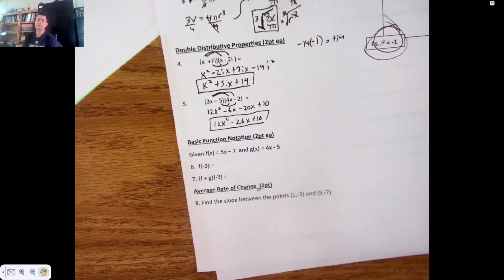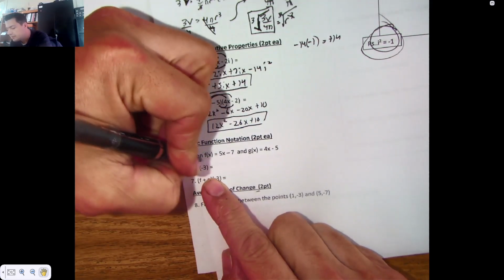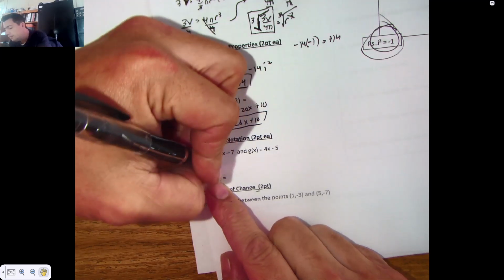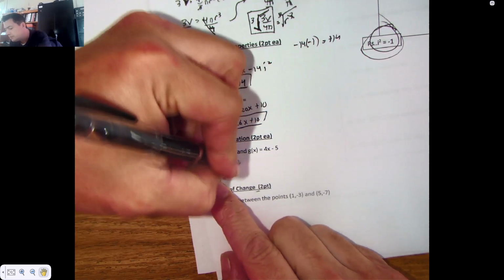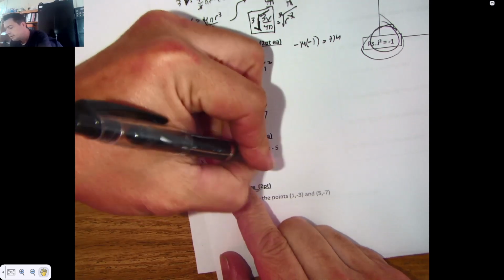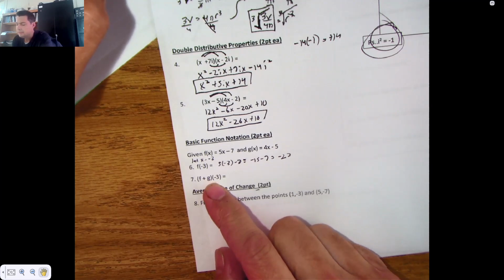Moving forward. 6 went well, 7 did not. Only a handful of kids couldn't figure out this means you let x be negative 3. That's what you do. So 5 negative 3s minus a 7 is going to be negative 15 minus 7, which is negative 22. I don't know what y'all were smoking when you did 7.